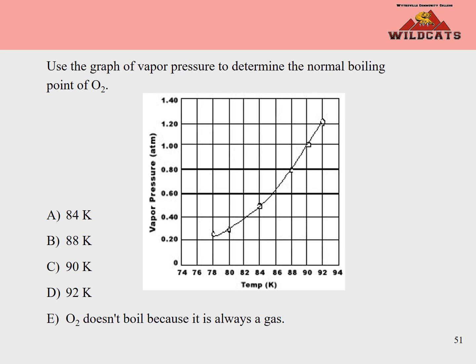It says use the graph of vapor pressure to determine the normal boiling point. Now it's in atmospheres, and the normal pressure at sea level is around 1 atmosphere. And so if we go back down, what we notice is it's going to be right on the 90, so we're going to get 90 Kelvin.